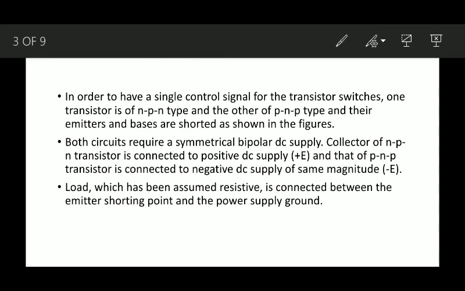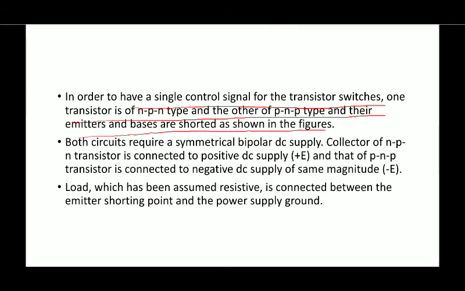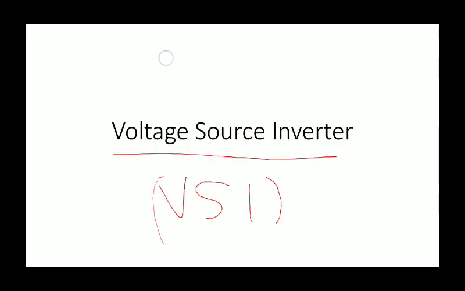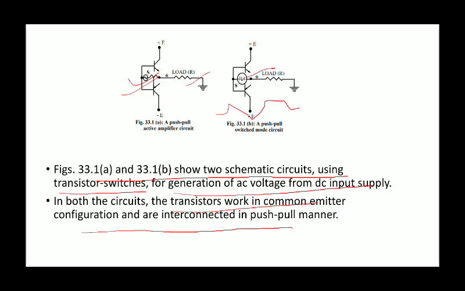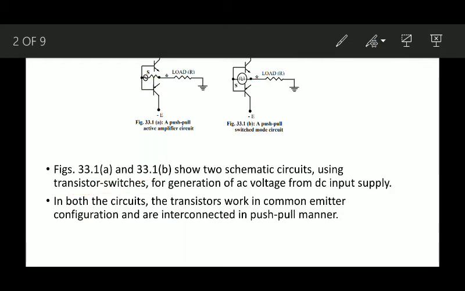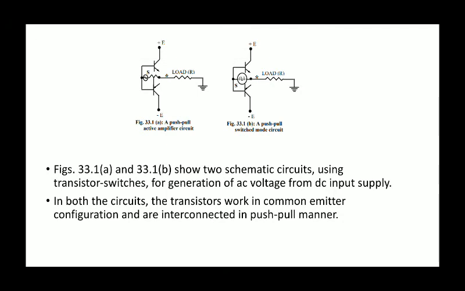In order to have a single control signal for the transistor switches, one transistor is NPN and the other is PNP type. The emitter and base are shorted as in the figure. You can see the emitters of both transistors are short circuited, because minus E and plus E are given here, and the bases of the two are shorted. The base of both transistors is shorted, and the emitter is also shorted.